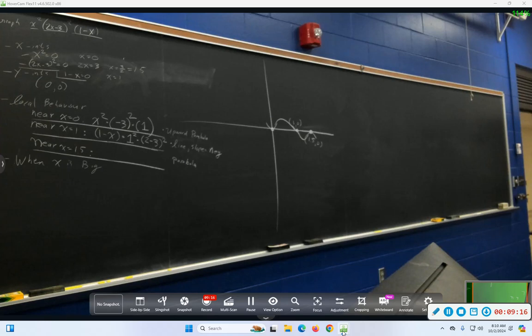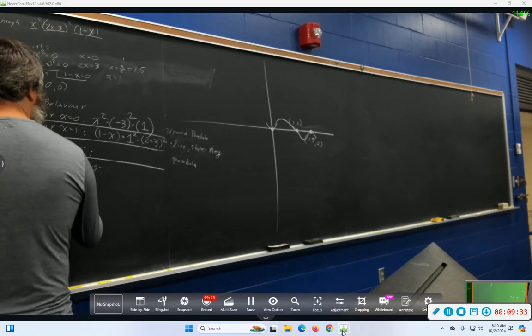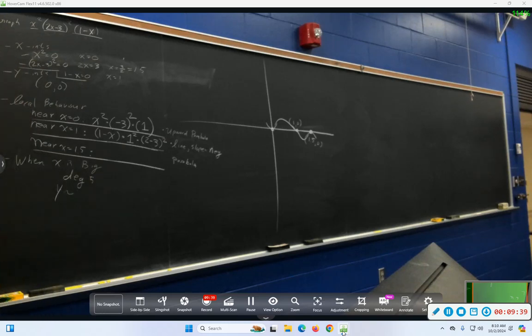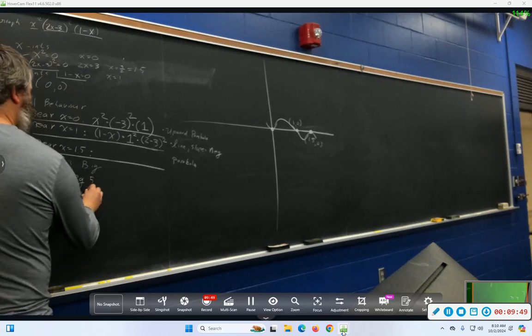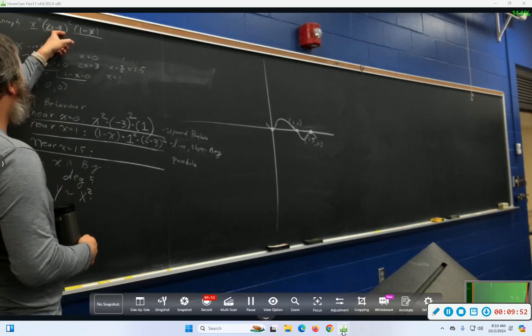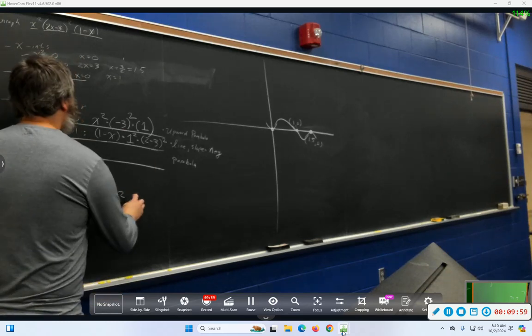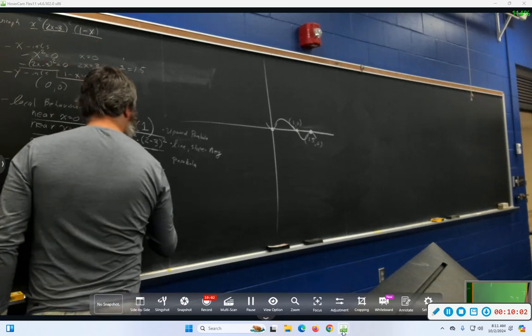When x is big, so you take a look at that thing. What's the degree of that polynomial in total? I think 5. So this thing is degree 5. And you can get the asymptotic behavior by forgetting all but the biggest term of each factor. X squared, that's just an x squared. 2x minus 3, the minus 3 doesn't make a difference. One minus x is pretty close to just being negative x.